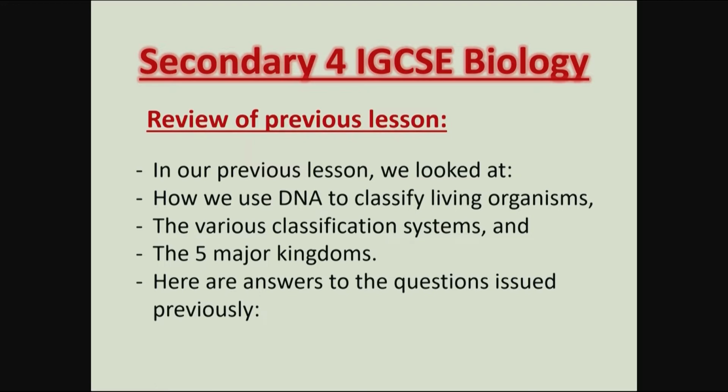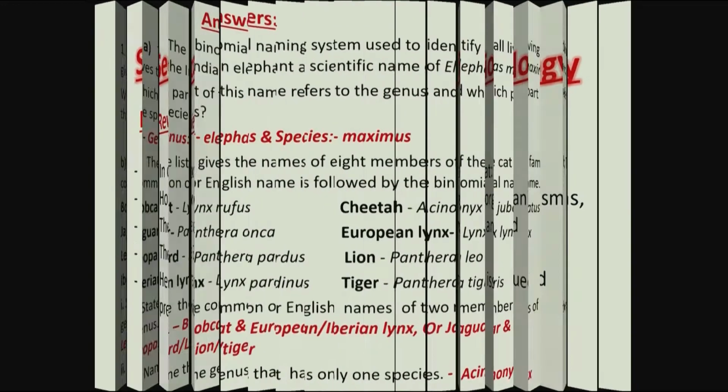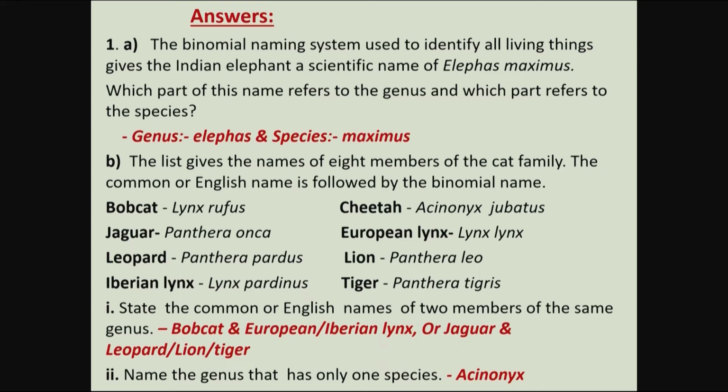I gave you a small exercise to try out previously, so here are the answers to those questions. We can go through the slides very fast. The binomial naming system to identify all living organisms gives an Indian elephant the scientific name Elephas maximus. So I ask you, which part of this refers to the genus and which part refers to the species? The genus is Elephas and the species is maximus.